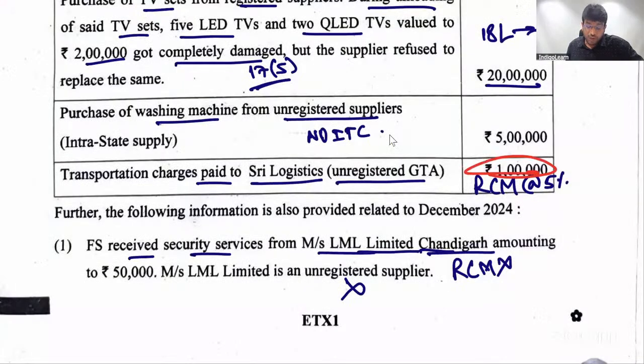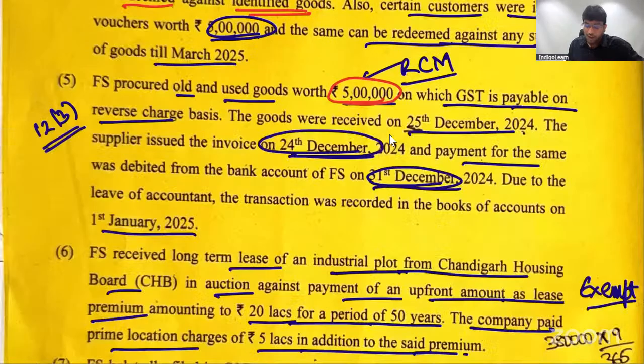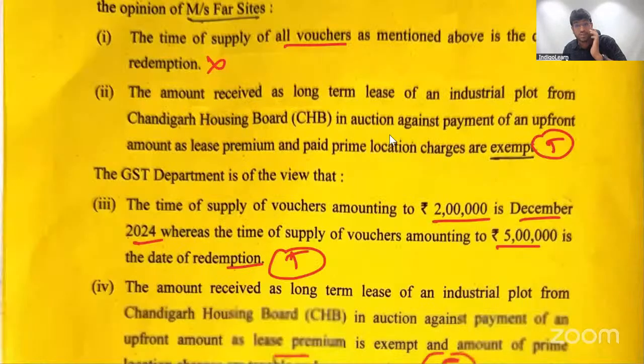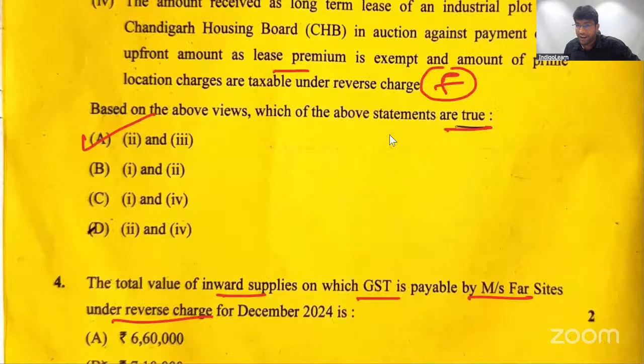Then fifth question, what is the ITC availed? I've done all the working for this, and answer is coming to option D, my dear friends, 4,29,800, based on the explanation I've given to you very clearly.